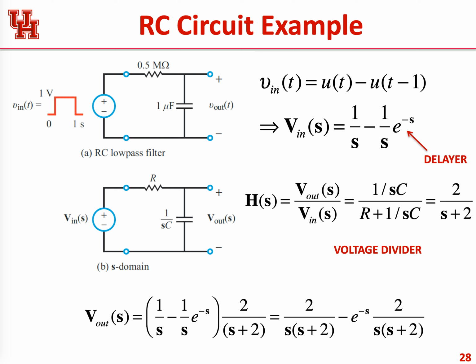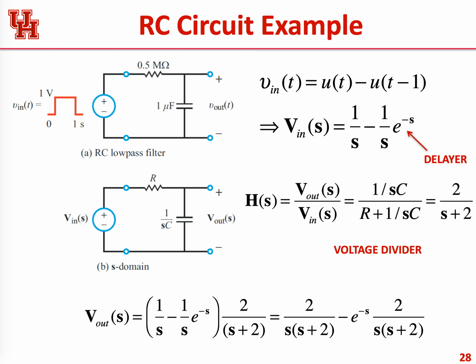Now for the voltage output, okay, I can use the voltage divider formula. So I can write 1 over SC divided by R plus 1 over SC times the input voltage, right? So this is equal to 1 over, okay, I multiply the numerator and denominator by SC, right? So I get SCR plus 1, right? Vin of S.